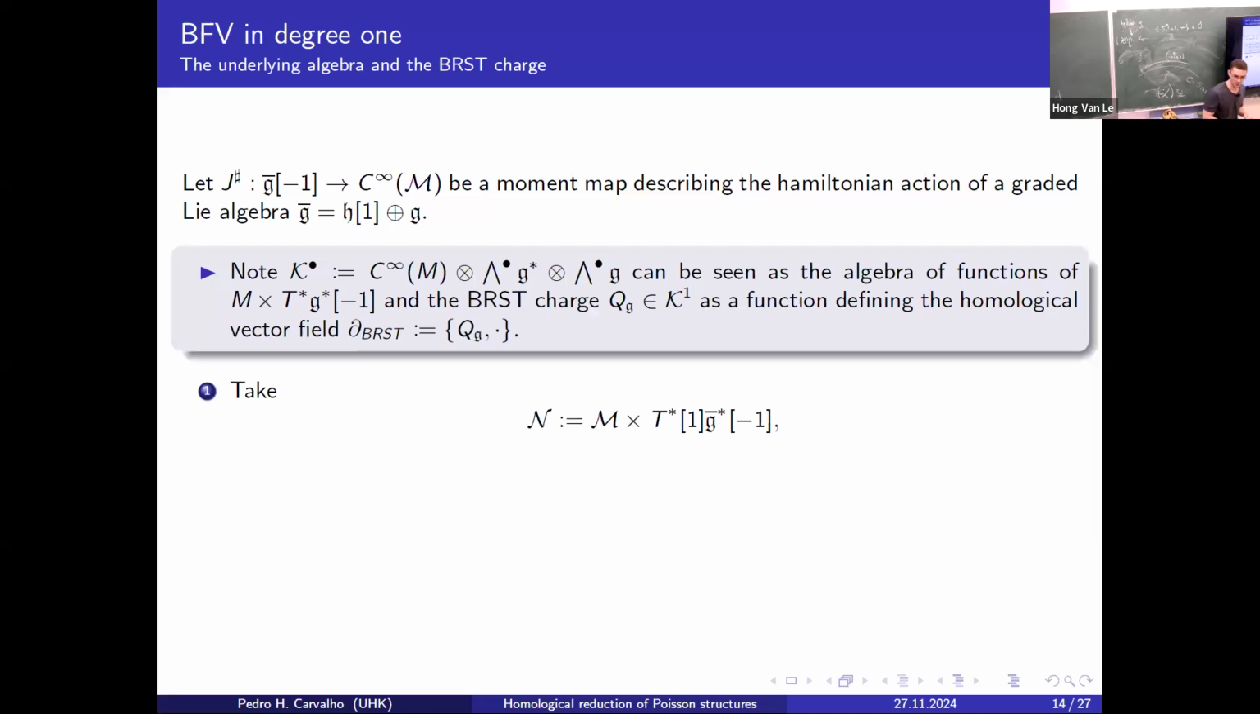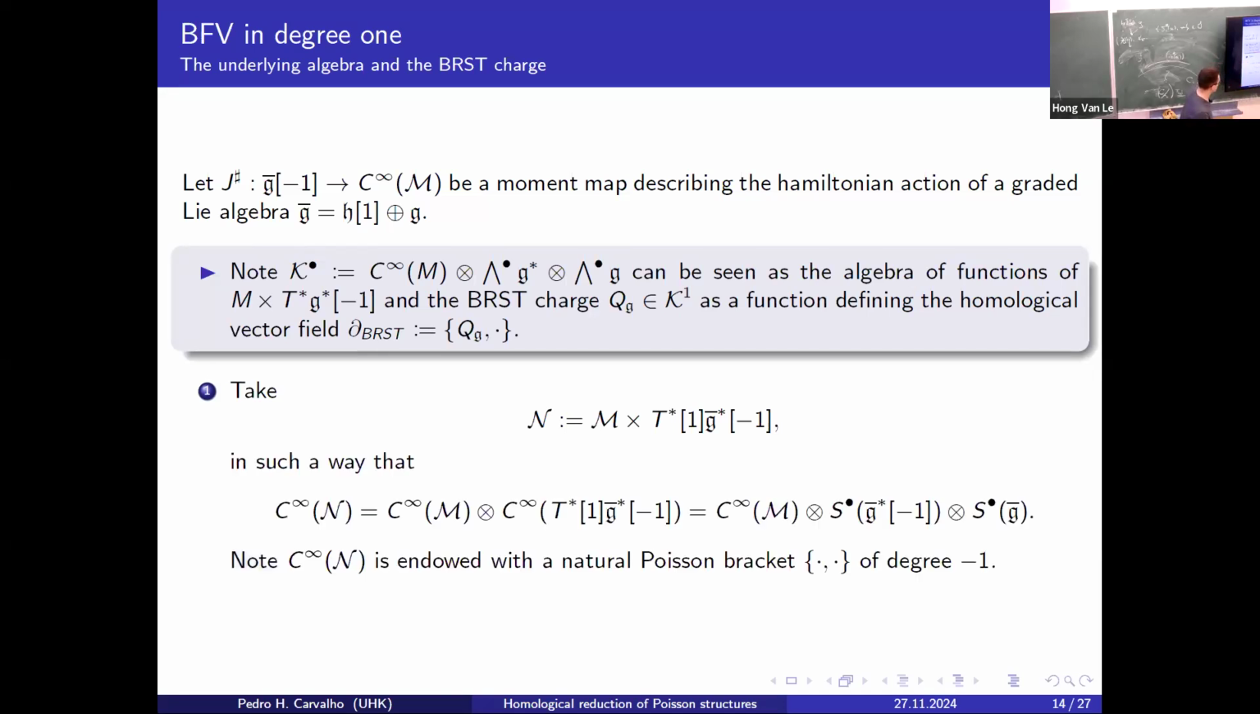You take your graded manifold and you extend it by this shifted cotangent bundle now. But now the graded algebra. You have here, you shift it by 1, and you take the shifted cotangent bundle of this graded algebra. Well, it produces something kind of strange, but the point is that instead of having that wedge product here, you have the symmetric algebras, graded symmetric algebras.